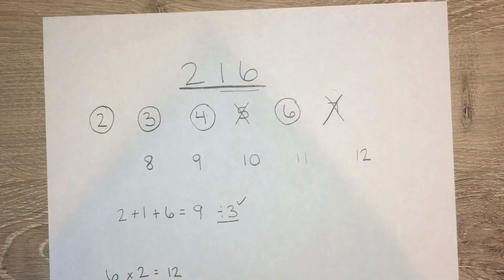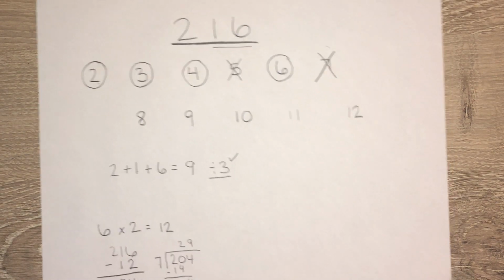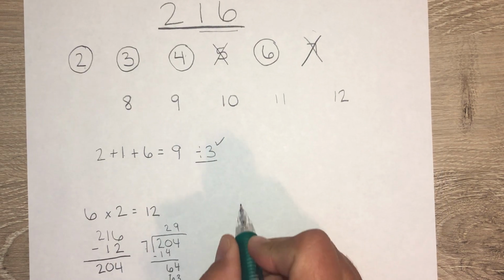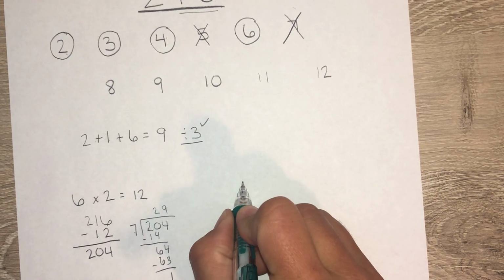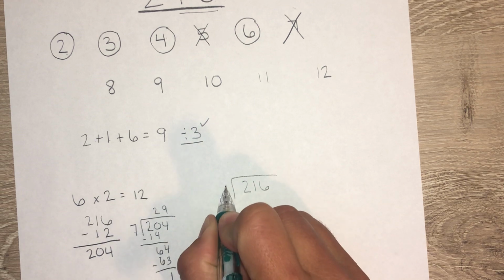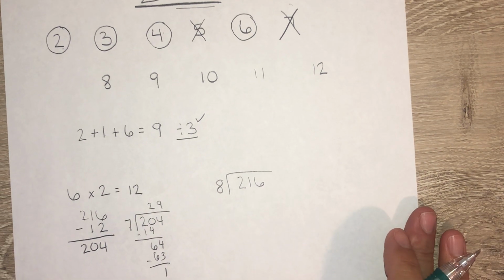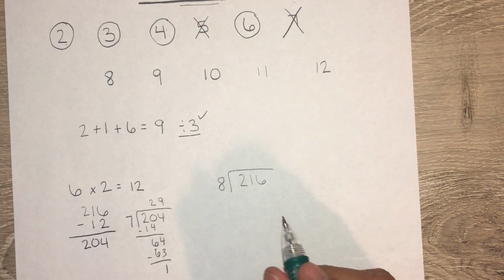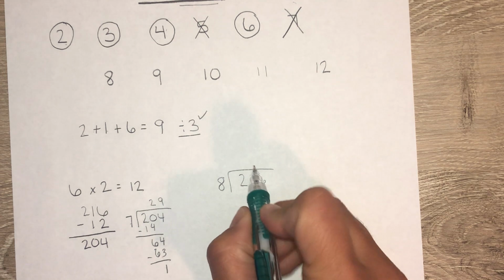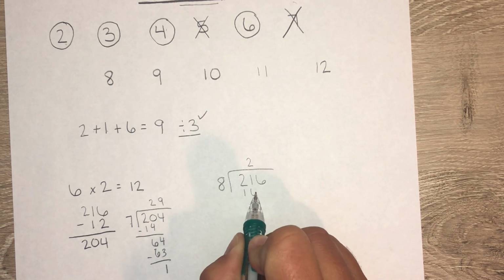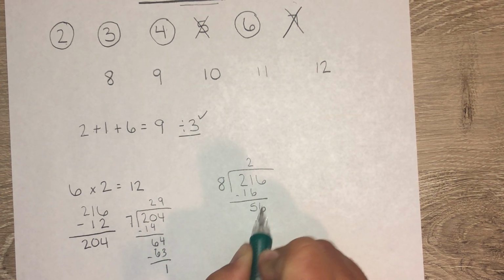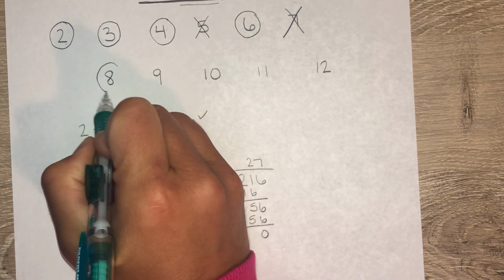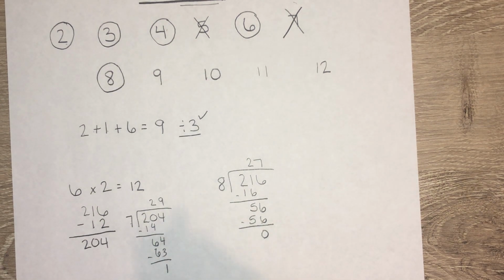For number 8, it's the last 3 digits. This one is only a 3-digit number, so in this case, I would have to take that 216 and divide it by 8. Now I know some of you probably use partial quotients and different types of division. I use standard, so we're going to master that this year, hopefully. 8 goes into 21 twice. 8 goes into 56 7 times. So it is divisible by 8. It goes in evenly with no remainder.